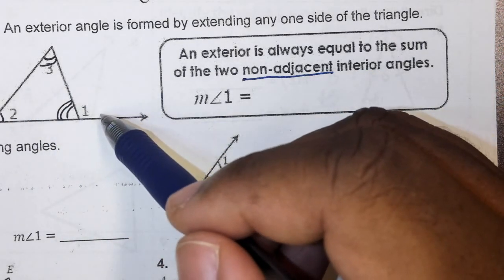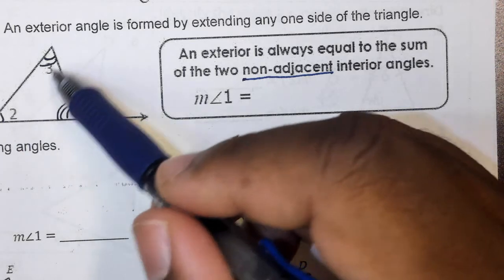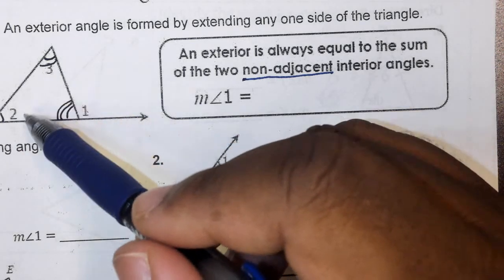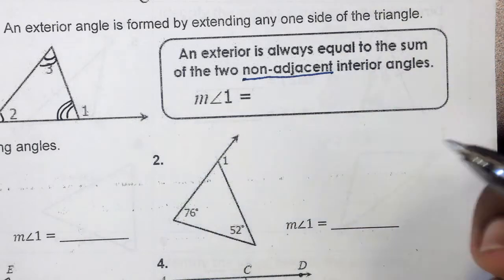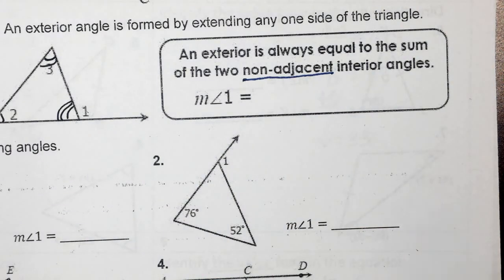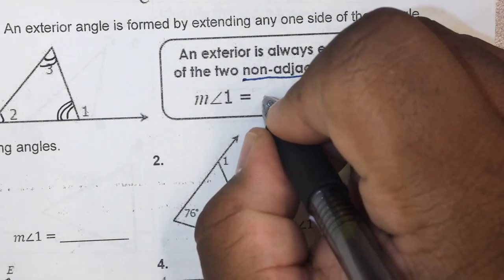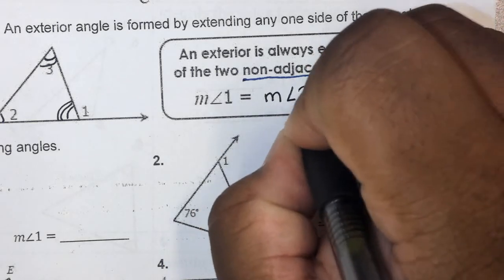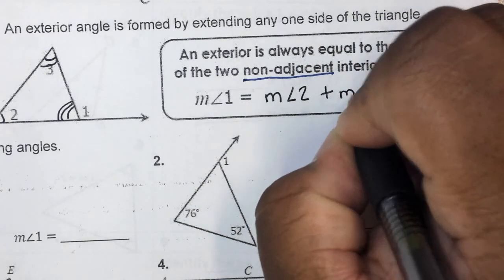They're saying the two non-adjacent angles on the interior are equal to the sum of whatever the angle 1 is. So if I add these two angles on the inside together, I would get whatever angle 1 is on the outside. That's this theorem. So to write it down, it'll be measure of angle 1 is equal to measure of angle 2 plus the measure of angle 3.